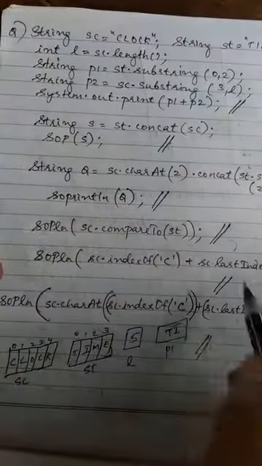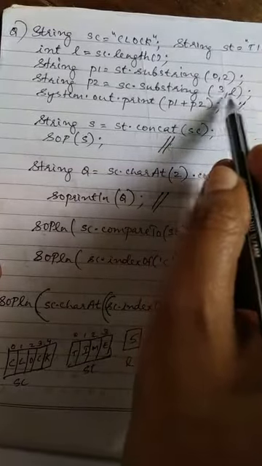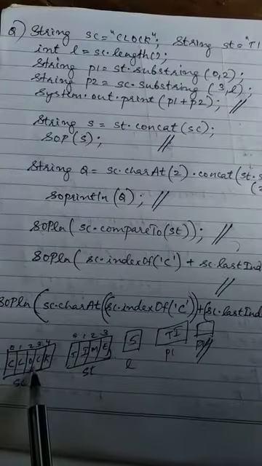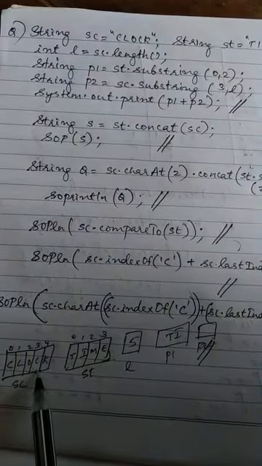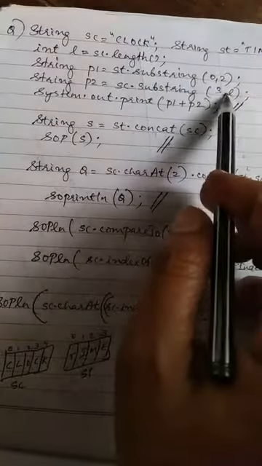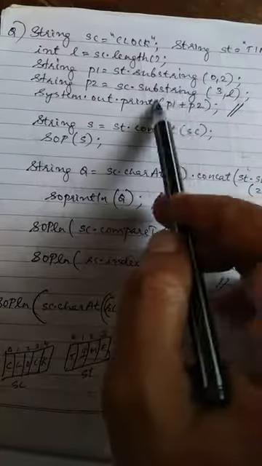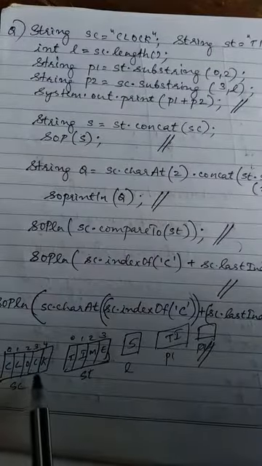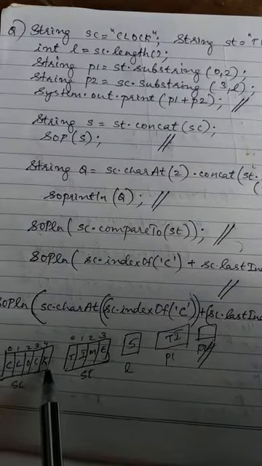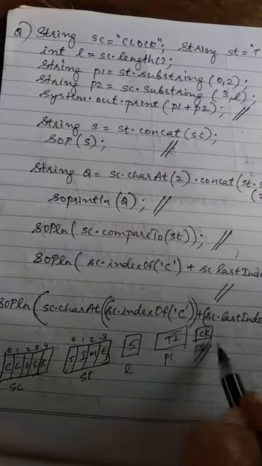Then string p2. P2 is equal to sc dot substring of 3 comma l. What is sc? This is sc. What is l? L is 5. So 3 comma l means 3 comma 5. 3 comma 5 means only 3 and 4 from sc. Which are the characters in 3 and 4? C and k. So that is ck. Write like this. Okay, p2 is equal to ck.